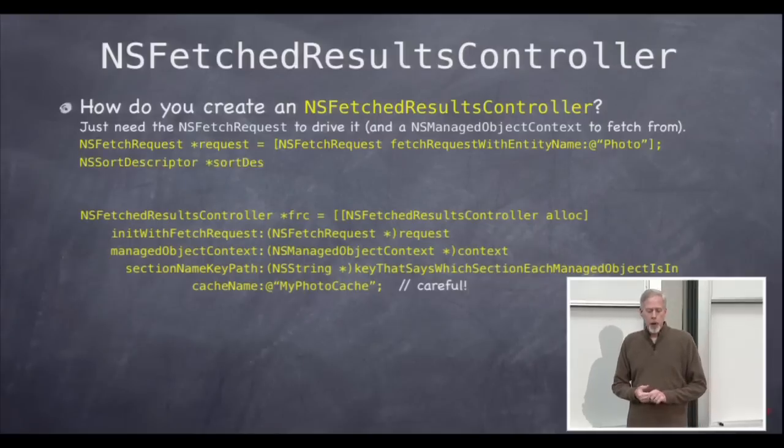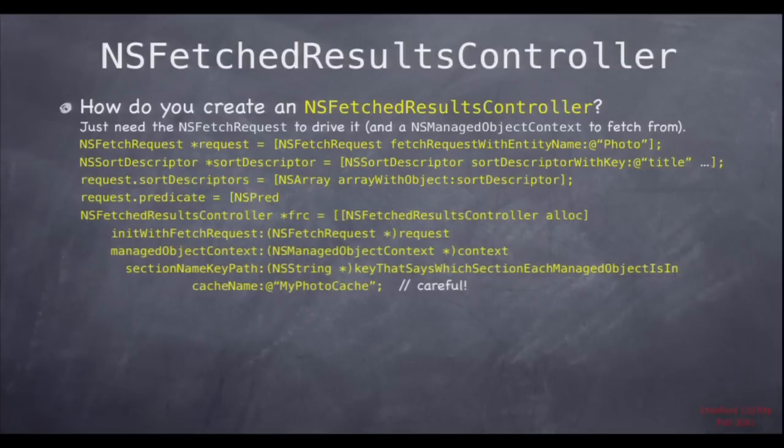So here's, for example, how you might use it. I'm going to make a request here, a fetch request. This is going to be a table that is going to have photos in it. Okay, so I've presumably got some photo entity in my database. So the request is a request with entity name photo. It's going to be sorted by the titles of those photos. So title has to be an attribute on photo in my database.